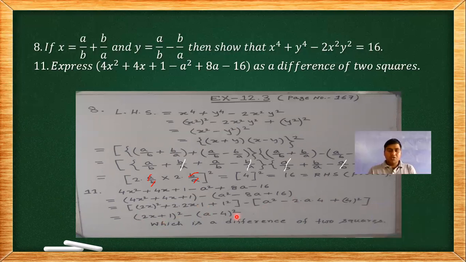So this is a square minus another square, which is a difference of two squares. This is the answer. Now we move to our next problem.